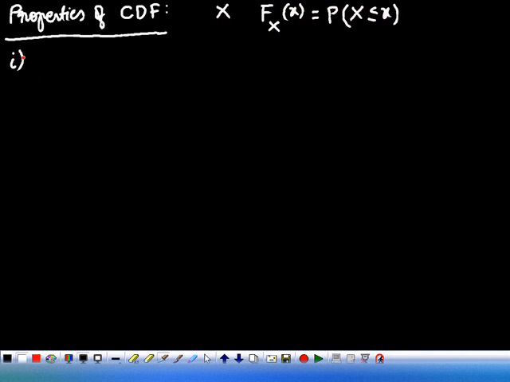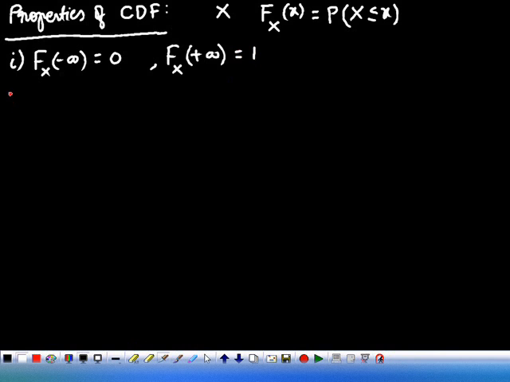The first important property is this: Fx of minus infinity is obviously equivalent to 0. Why? Because the probability of X less than or equal to minus infinity will be 0. And Fx of plus infinity includes all the points, so it will be 1. Because the cumulative distribution function is lying in between 0 and 1. It is a non-decreasing function lying in between 0 and 1, and it is a non-negative function.